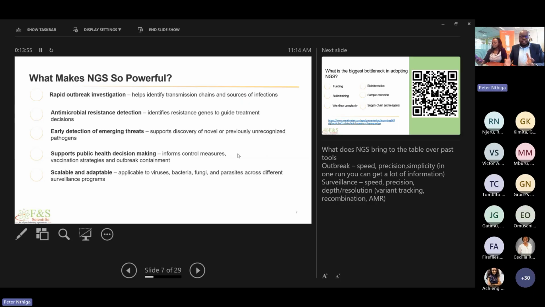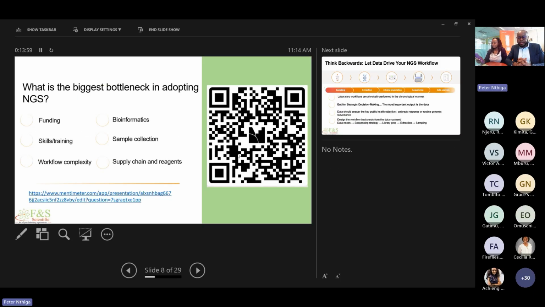With all these advantages that we have for NGS, our next interactive question is, we'd like to know what our biggest bottleneck is, or rather, what makes us not adopt NGS. So please take your time and quickly scan the QR code. Or rather, we can use the chat. I think the chat is working faster. Yeah, we'd like to get some context on what really is the biggest bottleneck. Maybe a minute on that.